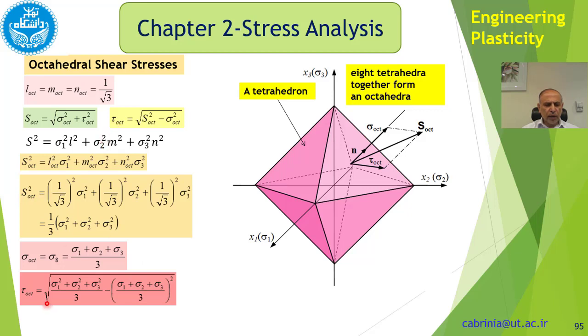Therefore, we can write down tau octahedral equal to that, and therefore we have tau octahedral equal to tau 8, 1/3 square root of (sigma 1 minus sigma 2) squared plus (sigma 2 minus sigma 3) squared plus (sigma 3 minus sigma 1) squared. Okay, so we call this tau 8 or tau octahedral. That's the shear stress on the octahedral plane.